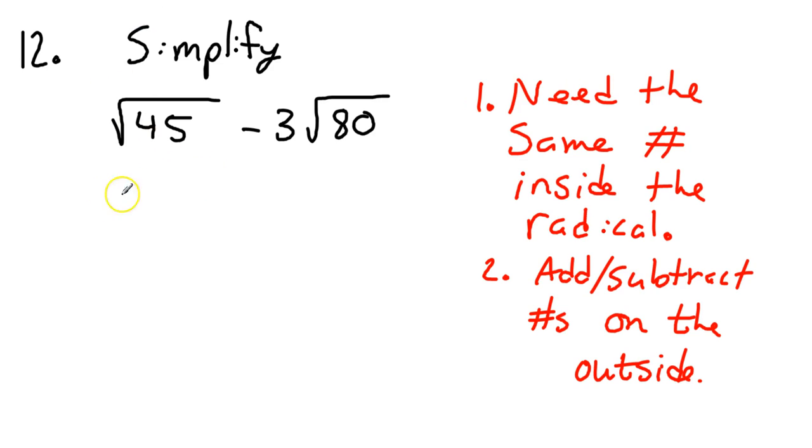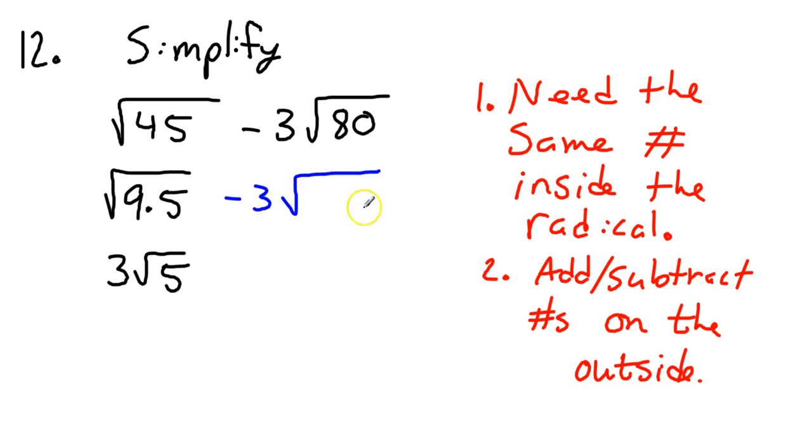But you're going to have to take these two numbers and break them down. 45, we did that one already. That would be 9 times 5. Take the square root of 9 and make it 3. So that's 3 square root of 5. Okay, for the second one, we've got negative 3 square root of 80. Now again, the hint for this one is the square root of 5, so that's telling you you're probably going to have a square root of 5 left here.